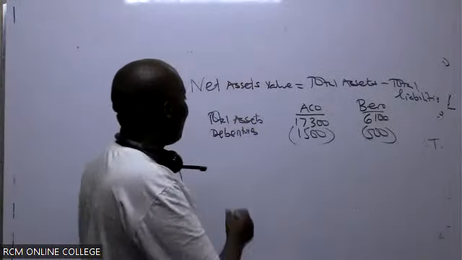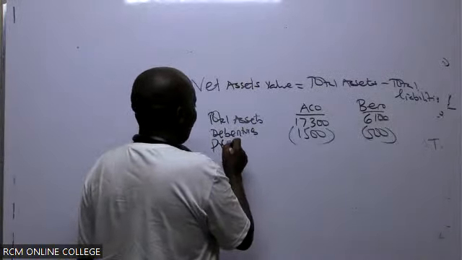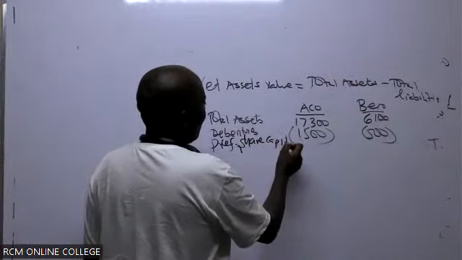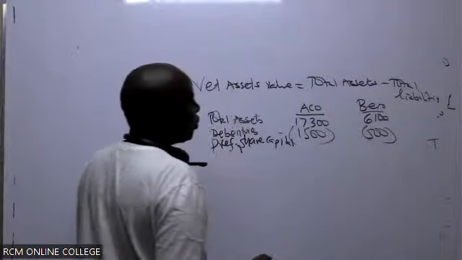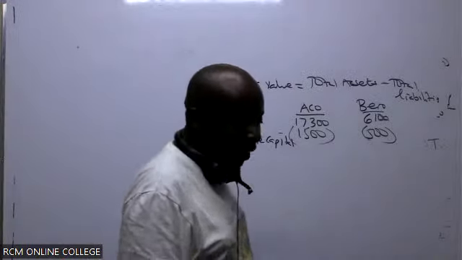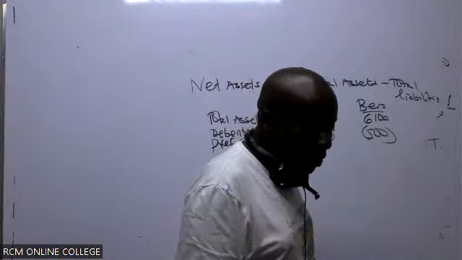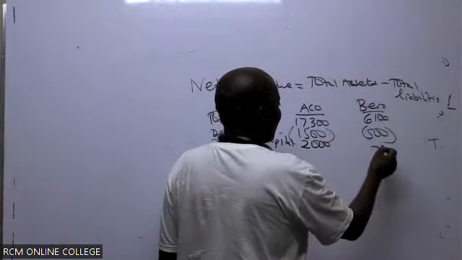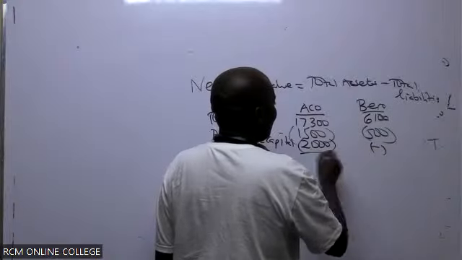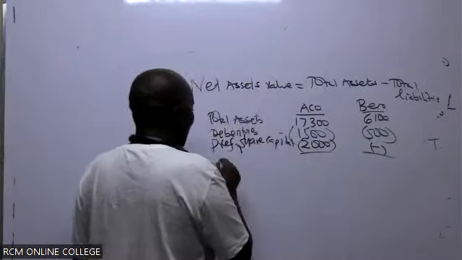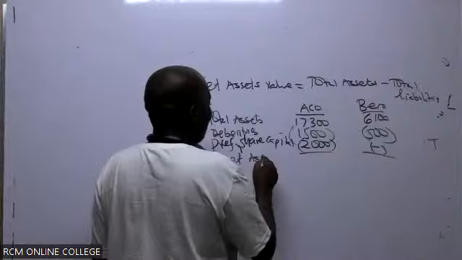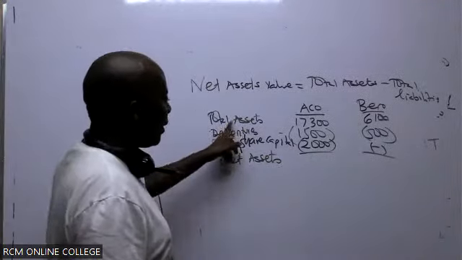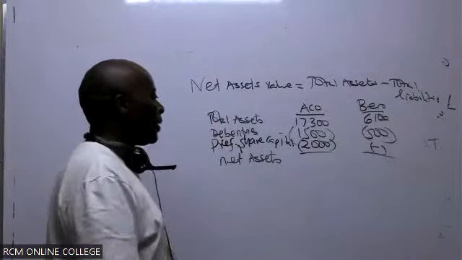So in this case here, come and deduct preference share capital. So preference share capital, what do we have here? For ACO it is 2,000. This other guy doesn't have any. 2,000, nothing. So then we have here our net assets. We never had the current liabilities here. They were deducted when getting the total assets figure. So please give me the net assets.